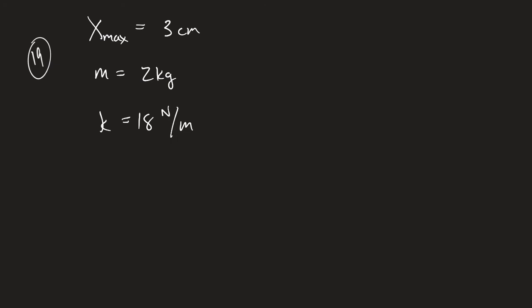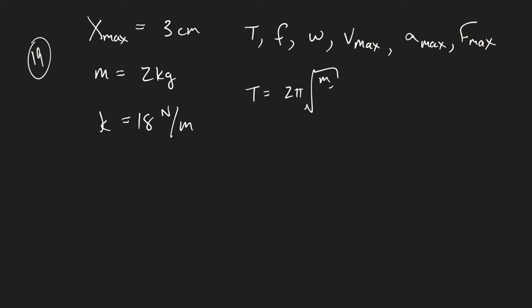So be prepared for a pretty good list here, because I think we can do almost anything. Period, frequency, angular frequency, Vmax, Amax, Fmax. Right off the top, we can do all of those. And you should be able to do any one of those things. So if you're looking for something that will bring all the things that are in this unit together, it's right here. The period T equals 2 pi times the square root of m over k. There's that one. Frequency is the inverse of this. So f equals 1 over 2 pi times the square root of k over m. Angular frequency is just the square root of k over m.